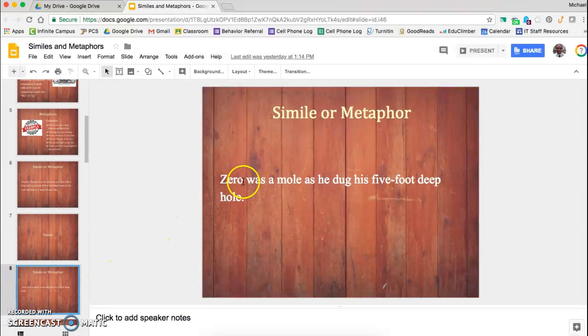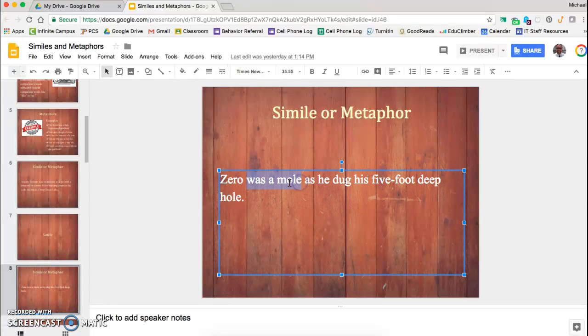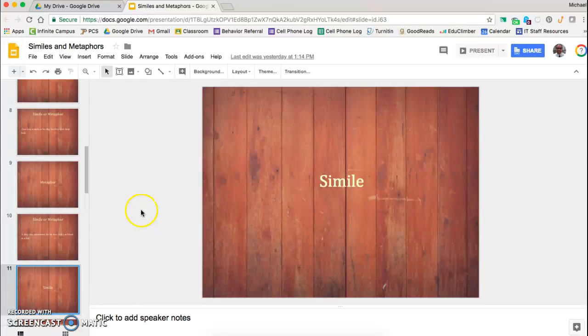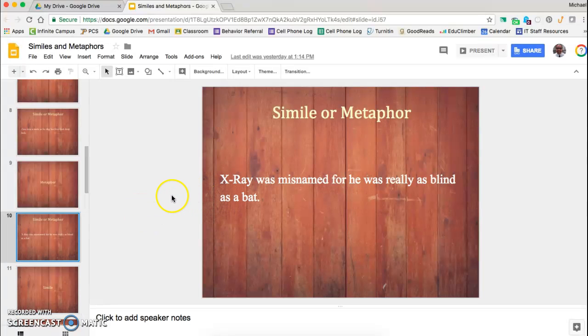Okay. Zero was a mole as he dug his 5-foot deep hole. Here, Zero was a mole. It's not saying he was like a mole. It's saying that he actually was a mole. So in this case, it's not using any of those comparison words. This is an example of a metaphor. Whoops, gave away the answer.